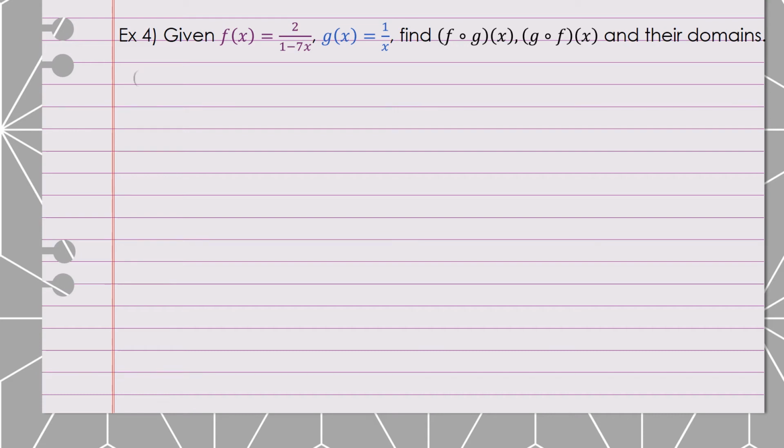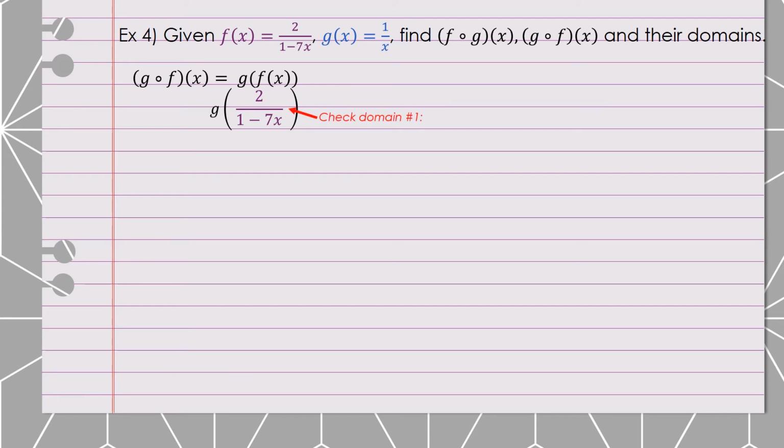Continuing the same problem, this time we are going to look at g composed of f. So again, because you see the circle, the composition, that means we need to take the time to rewrite this as g composed of f of x. Just like previous problems, we start on the inside. In this case the inside function is f of x, or 2 all over 1 minus 7x. Now since this problem is asking us to find their domains, we have to check. As soon as you introduce a function, you have to check the domain.